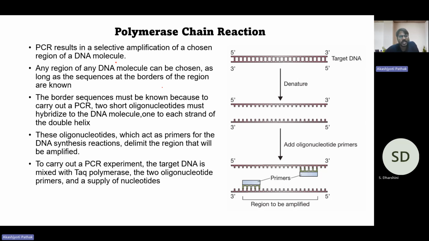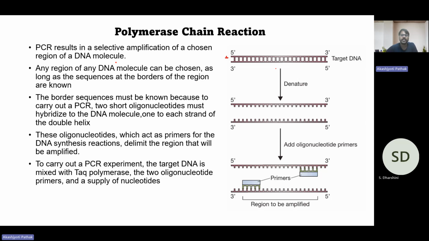Any region of a DNA molecule can be chosen as long as the sequences at the borders of the region are known. It is necessary that you know the sequence of the gene which you want to amplify. If you want to perform polymerase chain reaction, it is necessary to know the sequence of the gene, because based on that you will design your forward primer and reverse primer.